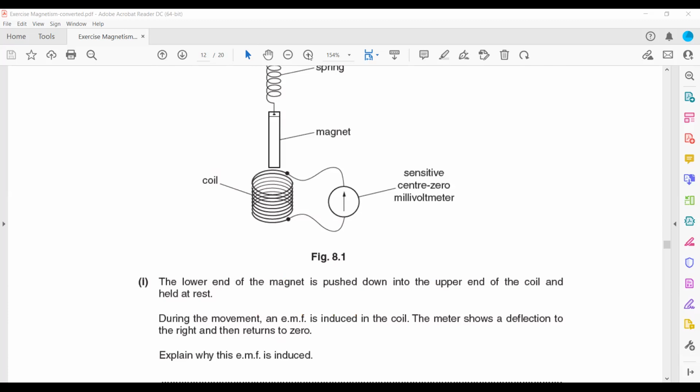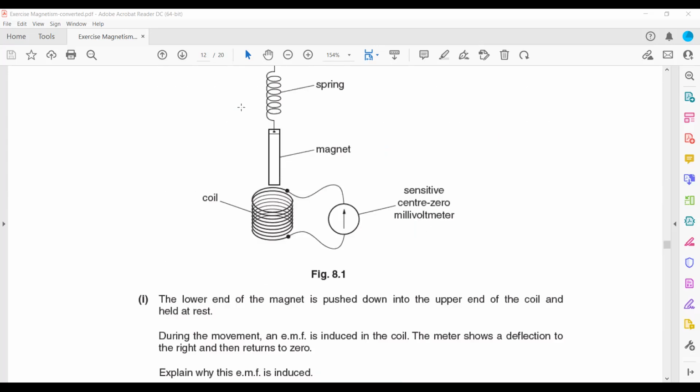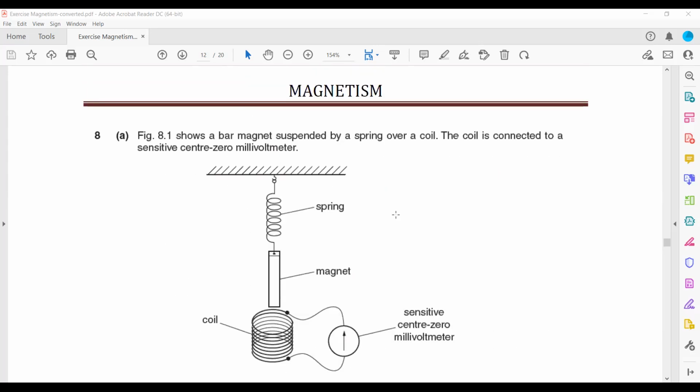So when the magnet was moving down, the current is produced and the needle deflected towards the right hand side. When the magnet is going up, we observe the needle is deflected towards the left hand side. So the needle will oscillate or vibrate right and left. Is it clear, this question, that the direction of the induced current changes as the movement of the magnet changes?